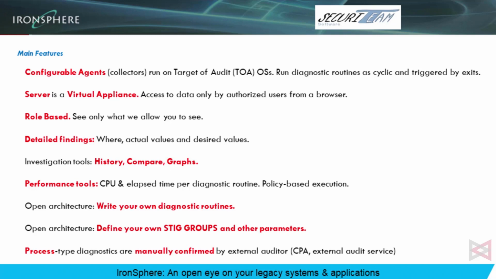The IronSphere server is a virtual appliance. This means that it is a locked down solution accessible only from the browser. No one can access your data on the server. Otherwise, there is no way to access the data. We use roles not only to protect your findings from unauthorized users, but also for distribution of the management. Each stakeholder can view his own defects and respond to and fix them.